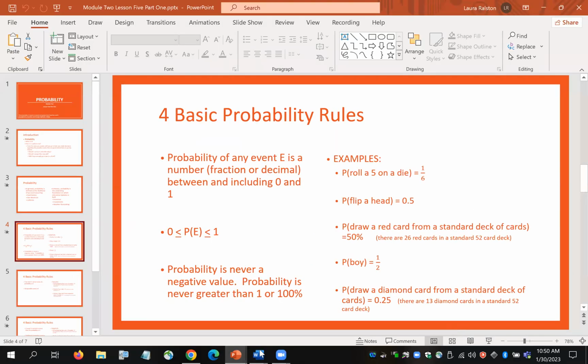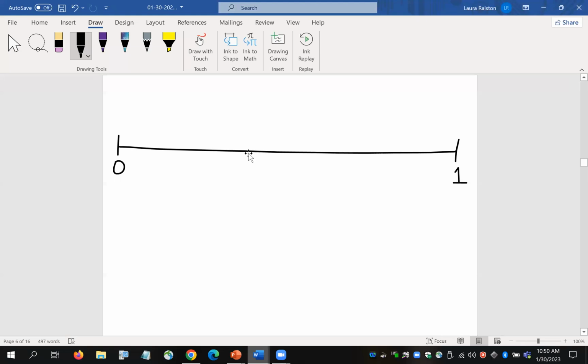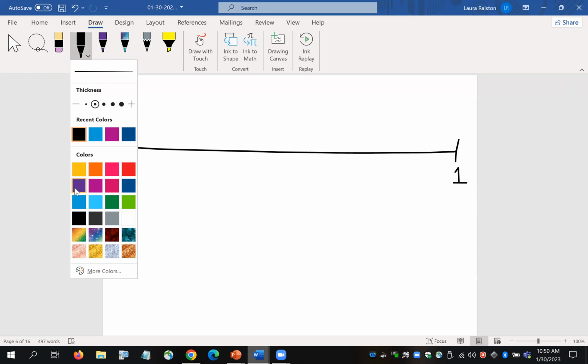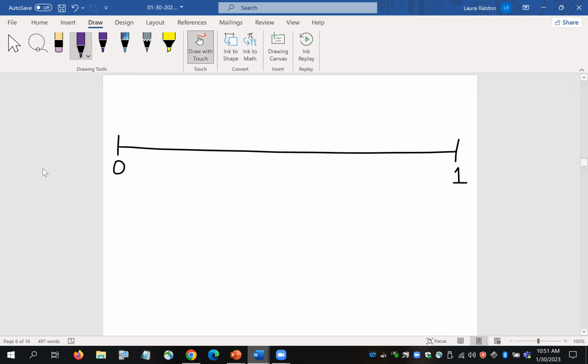Okay, so let's go back over to my paper and kind of do it this way. The probability of 0 means that the event is impossible. No way, no how is that event going to occur. Regardless of what you do, that event will never, ever occur.